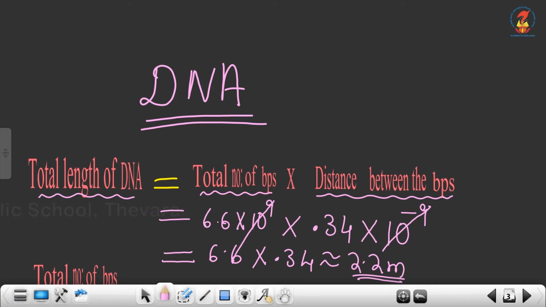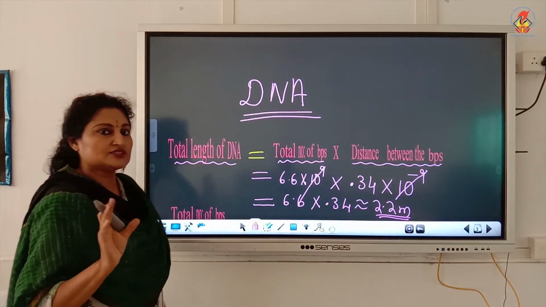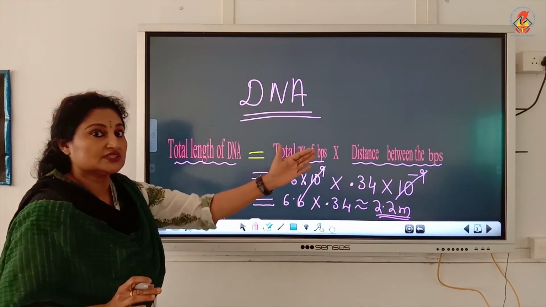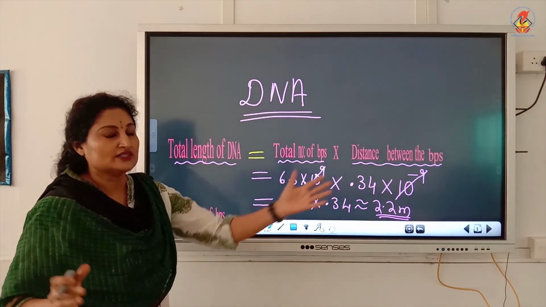Just imagine what's the length of the DNA? 2.2 meters, as long as your mother's shawl. A shawl has a minimum of 2 meters. This is 2.2 meters long. So, very long DNA. Clear?